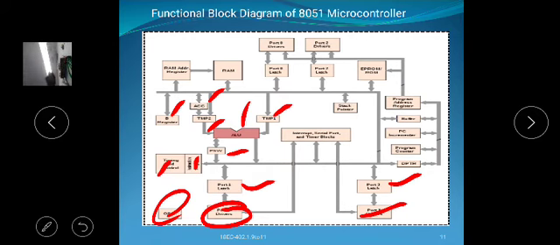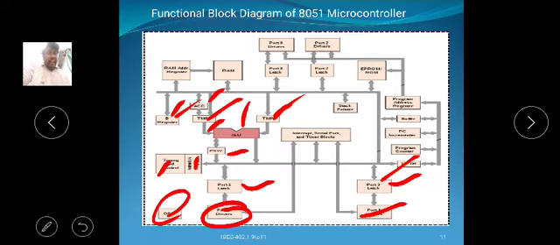On the left side we are having the oscillator unit and the port 1 driver, the port 1 latch, the timing and control, and instruction register, the program status word, the arithmetic logic unit, temporary register 1, temporary register 2, and accumulator and B register. And here the port 3 latch and port 3 driver.